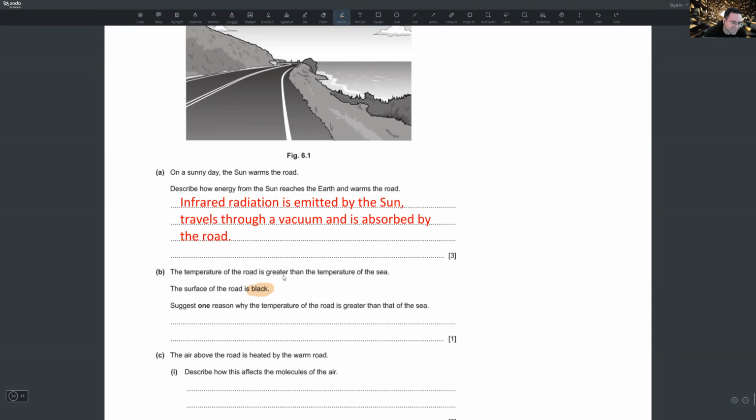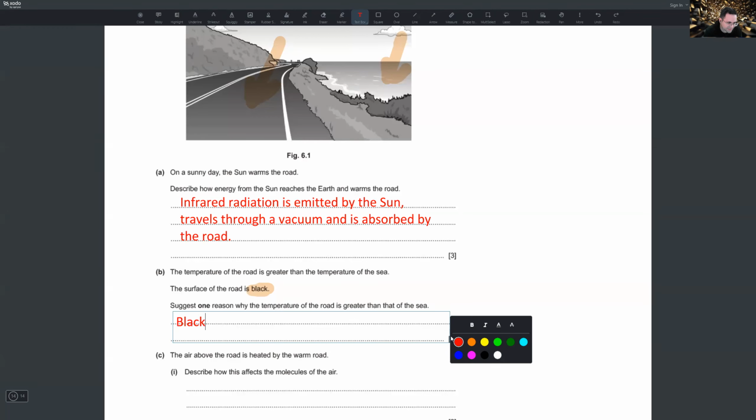The temperature of the road is greater than the temperature of the sea. But the sea absorbs the sunlight, and the road absorbs the sunlight, but the road is hotter. Why? The surface of the road is black. Suggest one reason. Why is the road hotter?